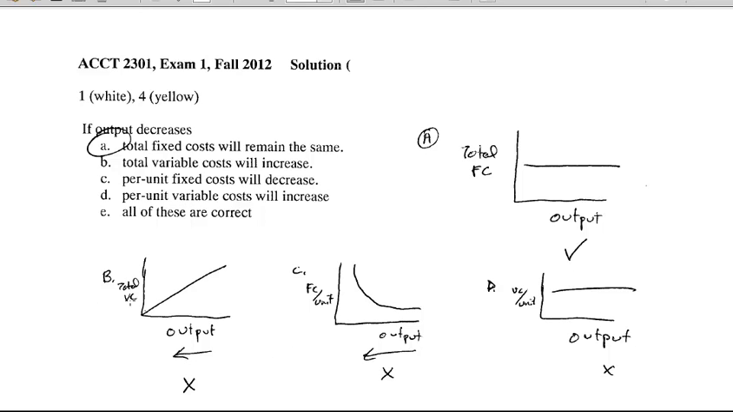For variable costs, for total variable cost, what makes it a variable cost is that as the output increases, the total cost increases. But for variable cost per unit, as the output changes, the variable cost per unit stays the same. So make sure you understand those concepts. The question here says if output decreases, total fixed cost will remain the same. So just make sure you understand A, B, C, and D for any questions that you may have on the final.